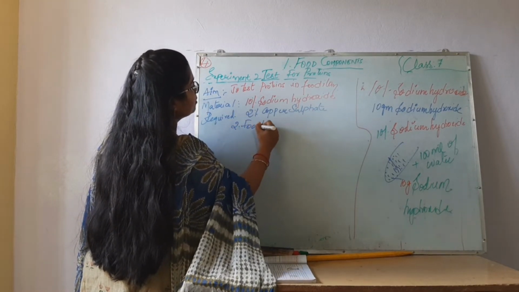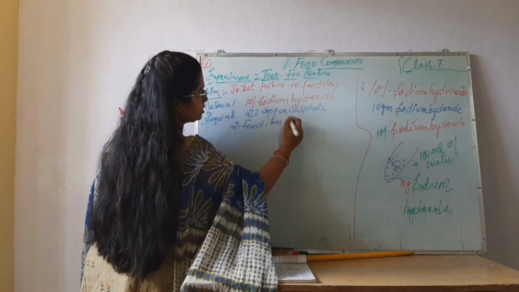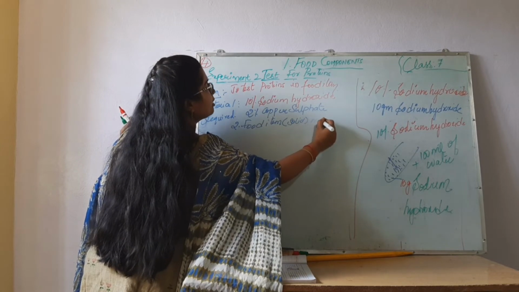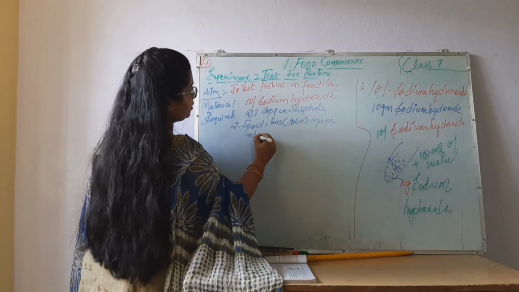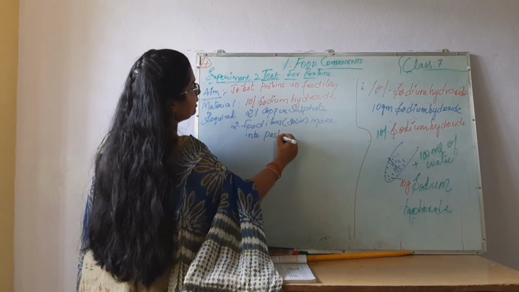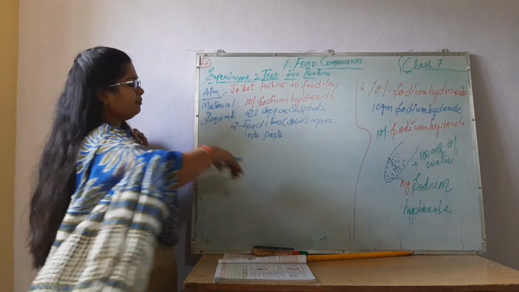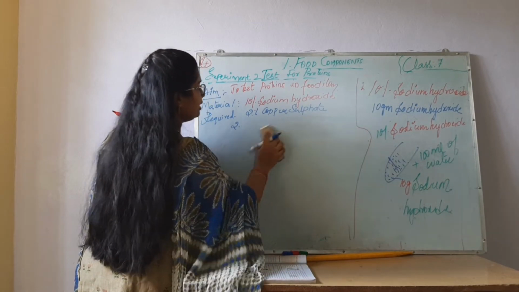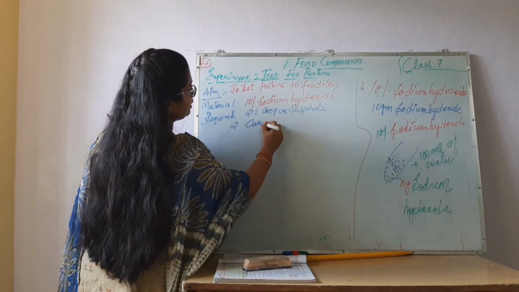Food item: if it is a solid, make it into paste. Grind it and add water to make it into paste. And next, in the procedure we will write any food item. Suppose we take curd, or egg.